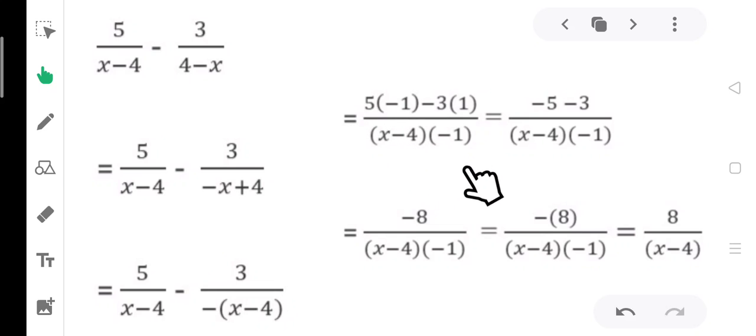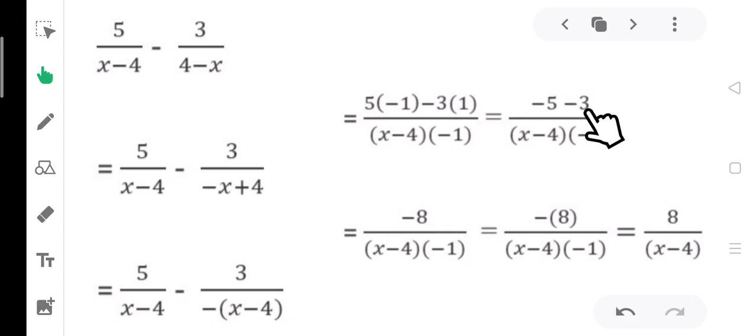Then this LCD divided by this denominator: we have x minus 4 times negative 1 divided by negative 1 times x minus 4. So that is positive 1, multiplied by the numerator. So we have minus 3 times 1. This minus sign here comes from this subtraction symbol. Then let us distribute by multiplication. We have 5 times negative 1, that is negative 5, and negative 3 times 1, that is negative 3, all over the LCD.